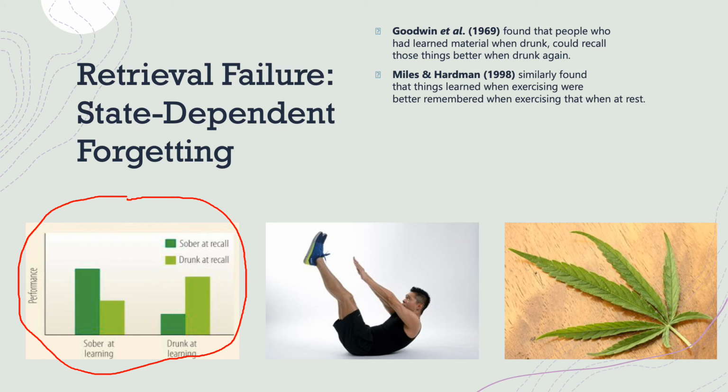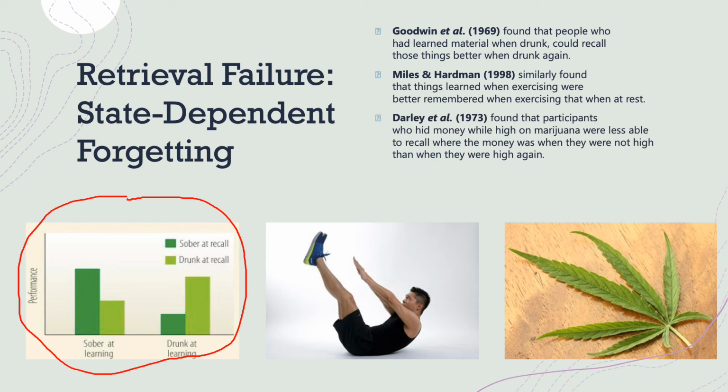Then we looked at Miles and Hardman, who similarly found that when people learn things when they're exercising, their recall for those things that they learnt will be better when exercising again. And then we looked at Dali et al., who found that participants who hid money when they were high on marijuana were less able to recall where the money was when they were not high than when they were high again. So what do these pieces of research show in terms of state-dependent forgetting?